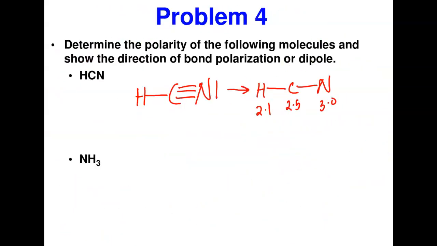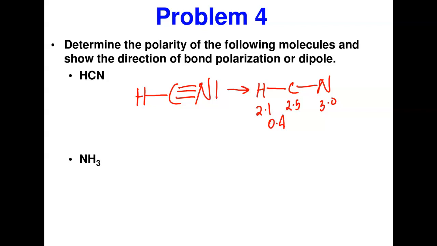Now, if you check the EN difference between these two, 2.5 minus 2.1 gives you about 0.4. What it means is that this bond is very nonpolar. This is a nonpolar covalent bond, although it has a little bit of polarization. But the difference between carbon and nitrogen, 3.0 minus 2.5, gives you 0.5. That means this bond is polar. So in this direction, carbon to nitrogen is polar. The other is a little bit polarized, but because it falls in between, our interest wouldn't go there.